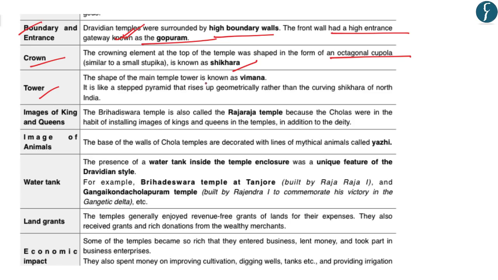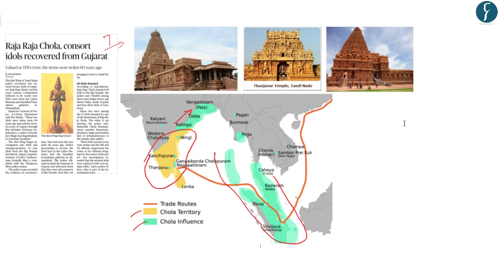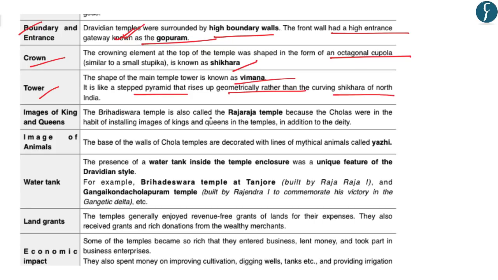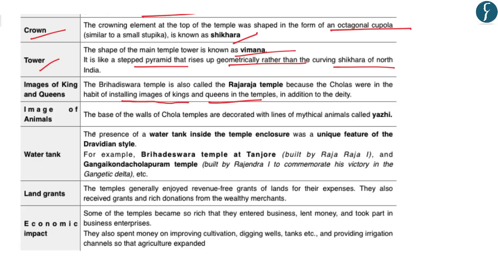Then the tower. The shape of the main temple tower is known as Viman. It is like a stepped pyramid that rises up geometrically rather than curving Shikhar in the north. As you can see in this picture, this is the particular Shikhar and Viman of the Dravida style of temples. The Brihadeshwar temple is also called the Rajaraja temple because Cholas were in the habit of installing images of kings and queens in temples.